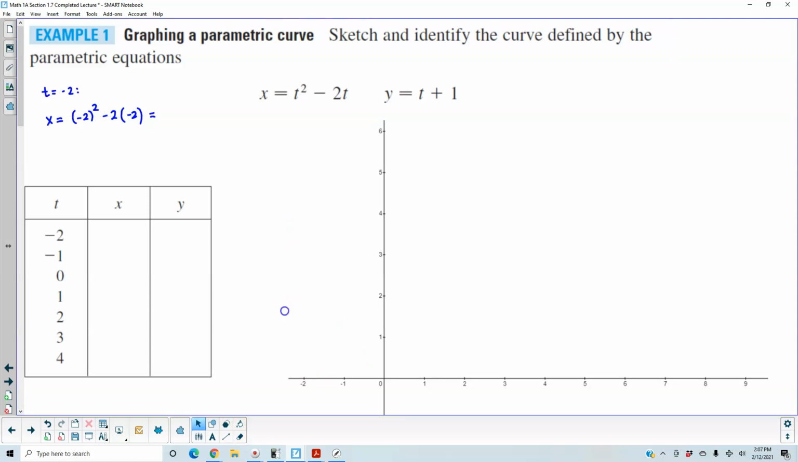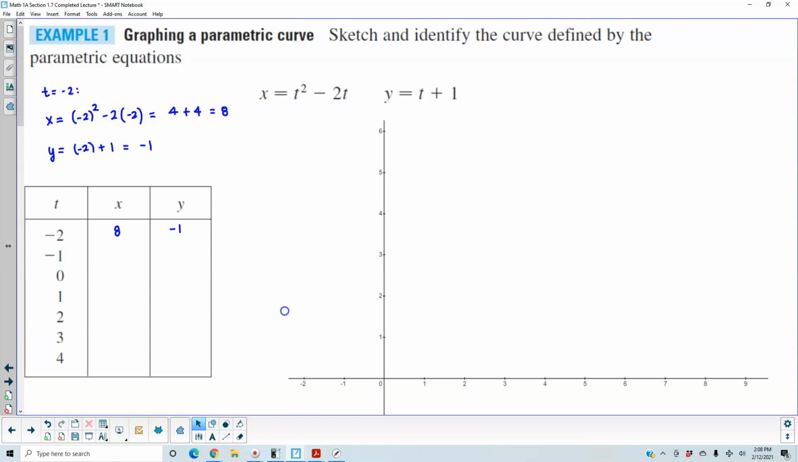And so that becomes 4 plus 4, which is equal to 8. So we get 8 here for the value of x. And then to find y, we're going to plug -2 in for t. So -2 plus 1 is going to give us -1.